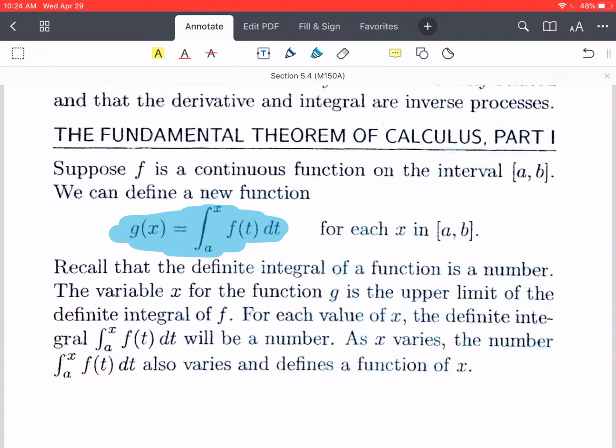So recall that the definite integral of a function is a number. The variable x gives the upper limit, so for each value of x, the definite integral will be a number. So as x changes, the number changes as well. Just like with any function, if I input 1 into a function, I get an output. If I input 2, I get a different output. If I input 3, I get a different output. Same thing here, except our inputs are going into an upper bound of an integral. And that's what we're using to create a function.